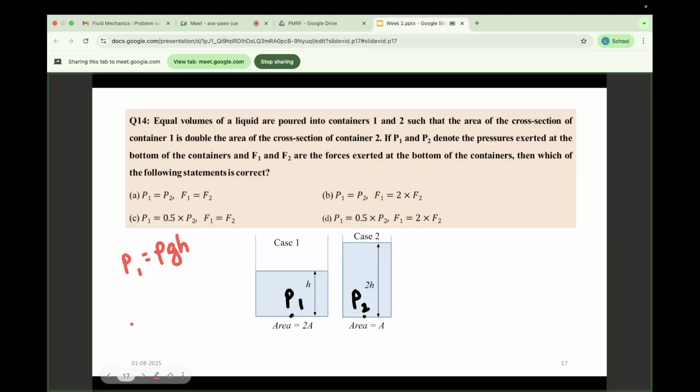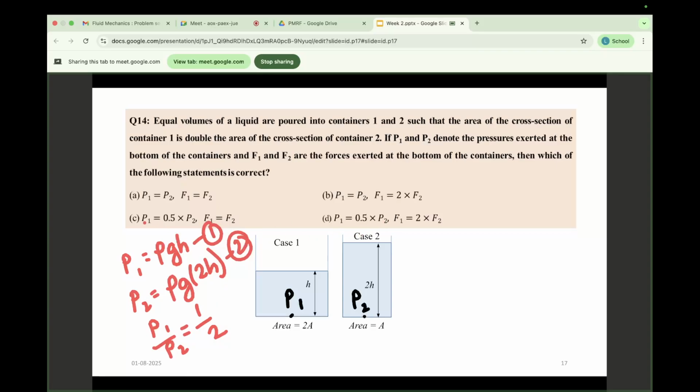And P2 is rho g 2h. So what will I get for P1 by P2? If I divide, 1 by 2. So P1 is 0.5 times P2. That means I can cancel out option A and option B. So the answer can be among option C and option D, right?